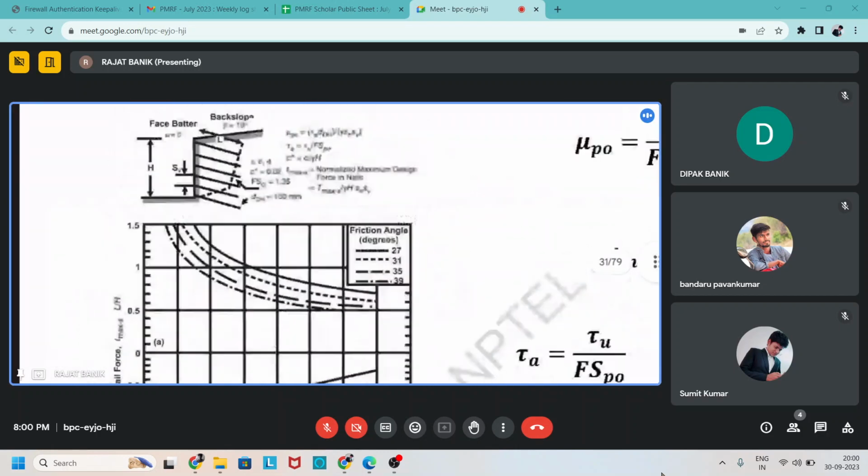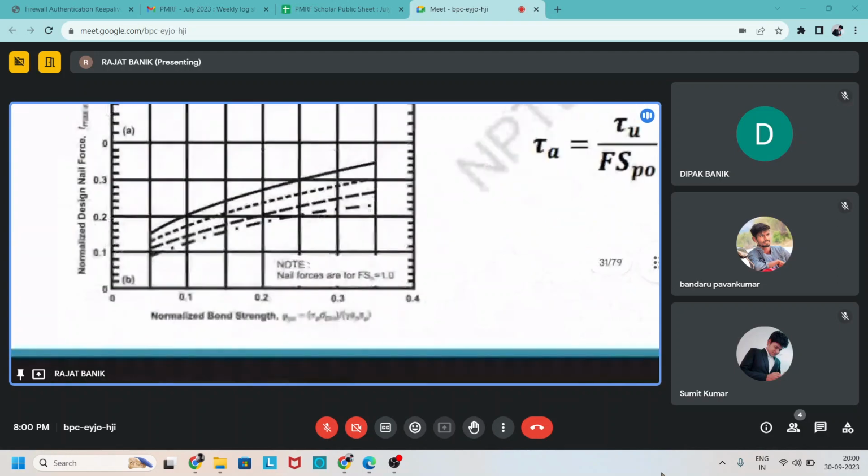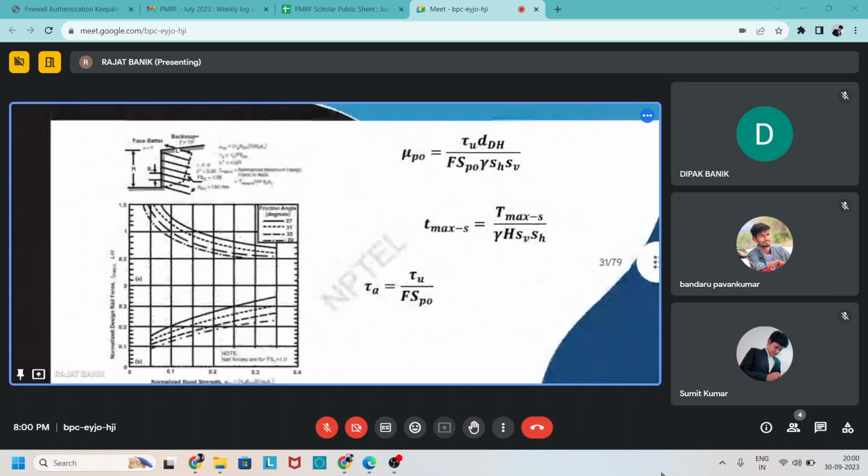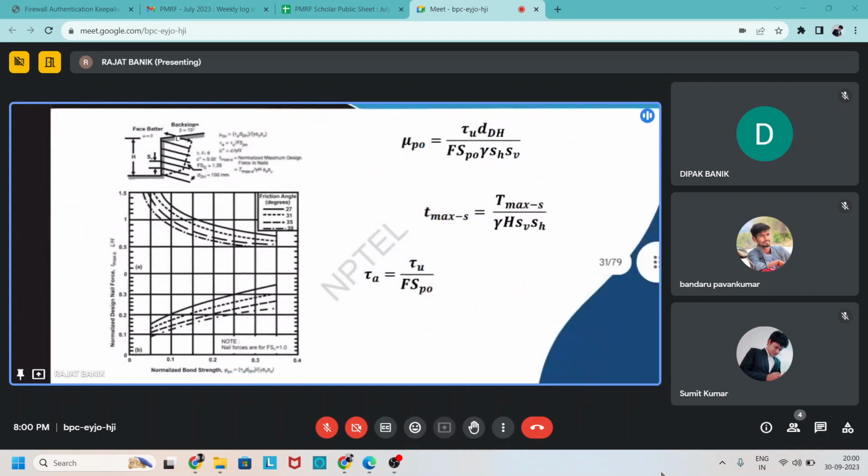So we need to first find the normalized bond strength by this formula, mu p naught. First we find the normalized bond strength. Then, after finding the normalized bond strength, from this chart for the 30-degree angle we find the normalized design nail force, and also find the L by H coefficient.